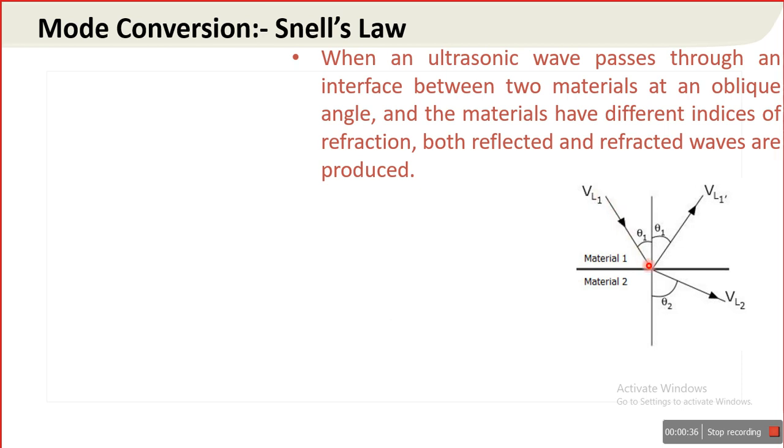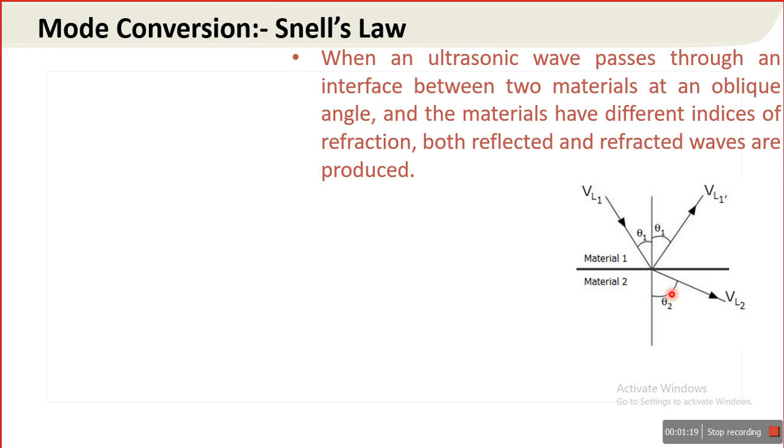this is the longitudinal wave which is transmitted into material 1 at a predefined angle theta 1. So if we transmit a longitudinal wave at a predefined angle in a particular material, then some amount of energy will be reflected at the same angle in the same material, and due to refraction, the sound wave can transmit into the adjacent material at an angle theta 2. So this is one type of conversion.